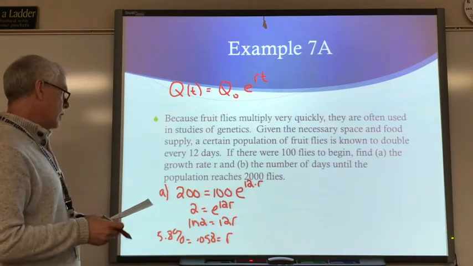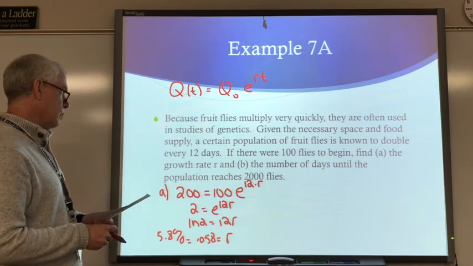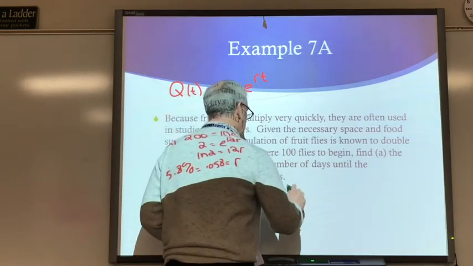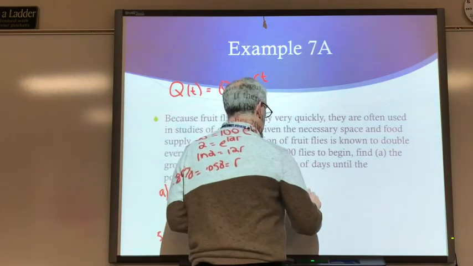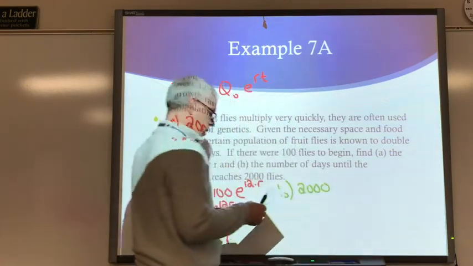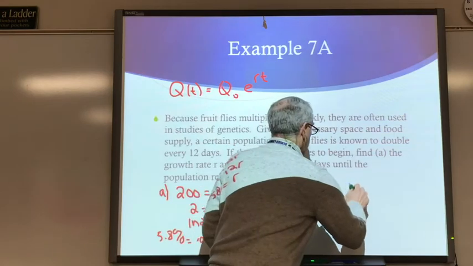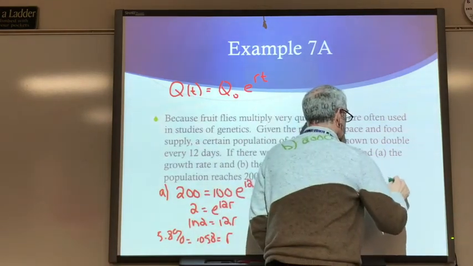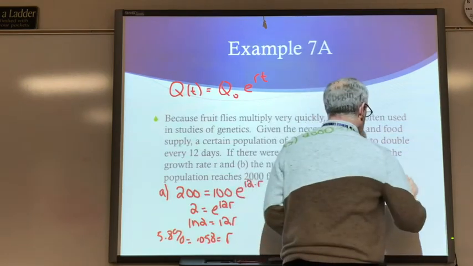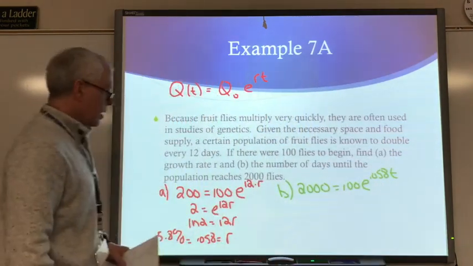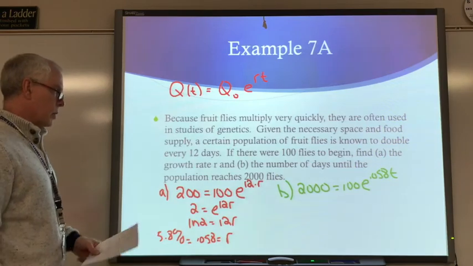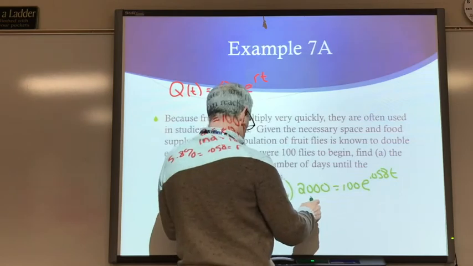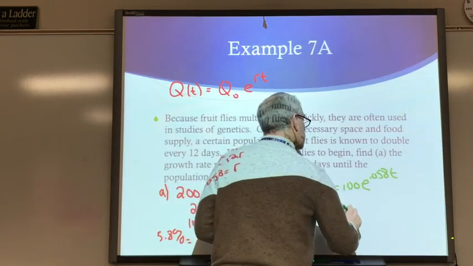And then for B, the number of days until the population reaches 2,000. Okay, now that I have my growth rate, I want to get to 2,000. So that's going to be this side. I'm starting at 100, and the growth rate's at 0.058, and this time the t is unknown. The algebra is going to be quite similar to what I did up here, except I'm solving for t instead of r this time. So I divide by 100, now I get 20.